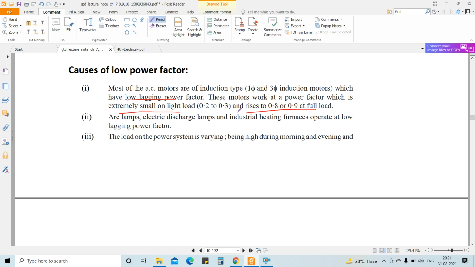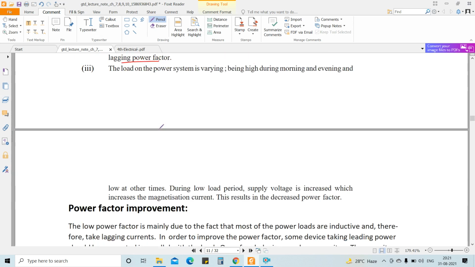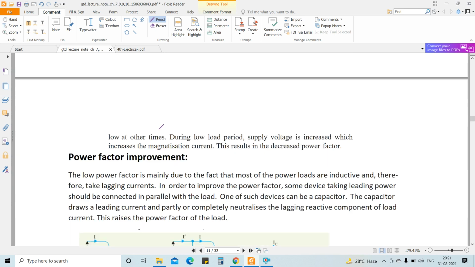Then arc lamps, electric discharge lamps, and industrial heating furnaces operate at low lagging power factor. Then the load on the power system is varying, being high during morning and evening and low at other times. So during low load periods the supply voltage is increased, which increases the magnetizing current. This results in decreased power factor. So these are the causes of low power factor.